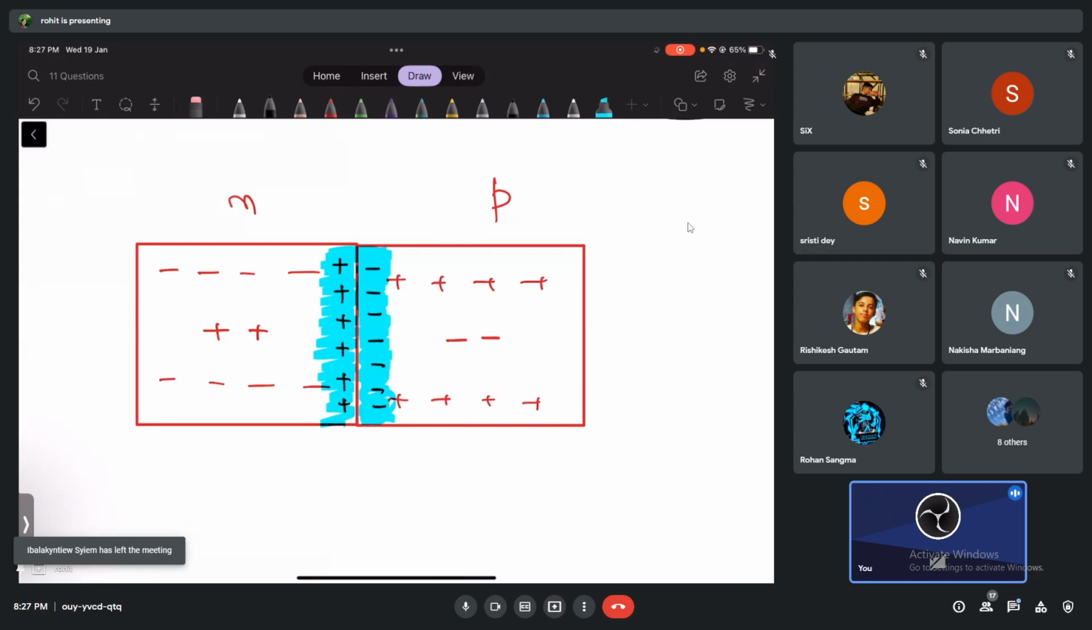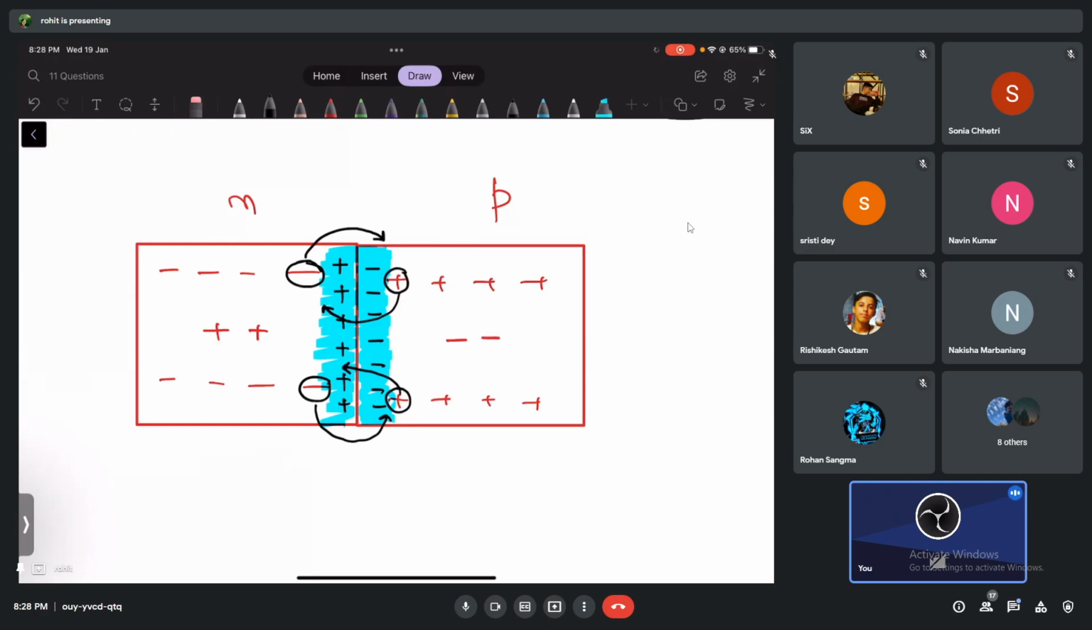See, do you agree with me that this electron, what do you think is the tendency of this electron, guys? Does it want to stay there, or does it also want to go to the p side? This electron also wants to go to which side, guys? It is also near the junction. Okay, it also wants to go to the p side. This electron also wants to go towards the p side. This hole also wants to go towards the n side. This hole also wants to go to the n side.